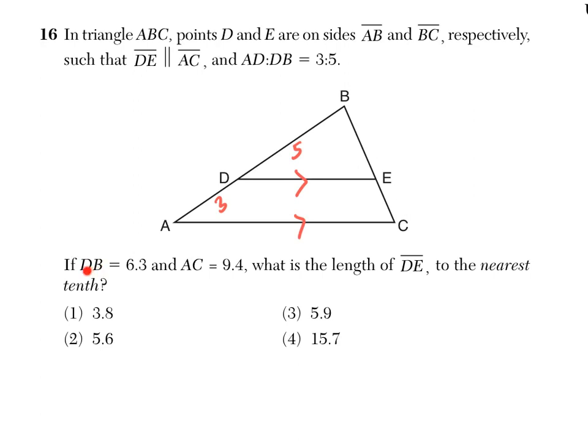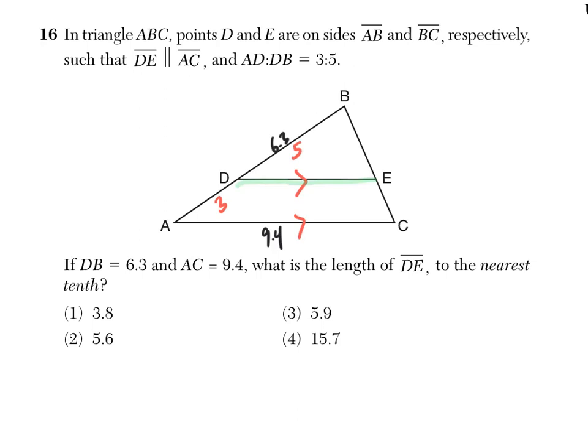I also notice that it says if DB is 6.3 and AC is 9.4, what is the length of DE to the nearest tenth? So we're going to be rounding, and our objective is to figure out what the length of DE is, and we know, of course, what DB is. So DB is 6.3, AC is 9.4. How can we figure this out?